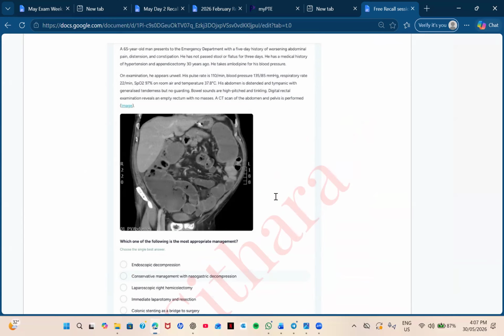Tell me, because this is a very much repeated question. This sigmoid colon cancer question. What about other doctors?